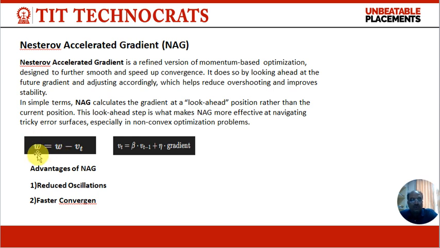W new is equal to W old minus Vt, where Vt is beta times Vt minus 1. Vt minus 1 is the previous velocity and Vt is the current velocity, and beta is a constant. Its value varies between 0 and 1. Epsilon is the learning rate, and there is a gradient.